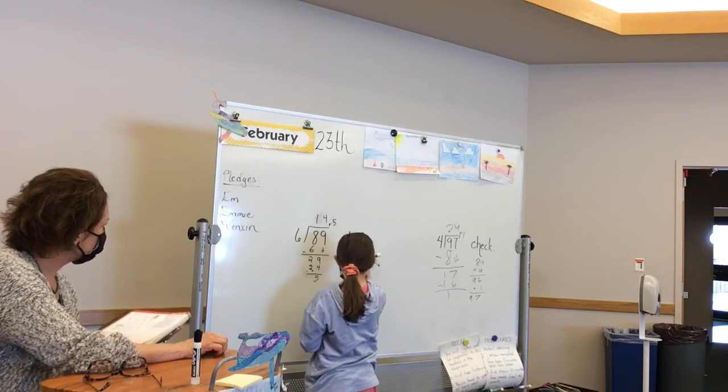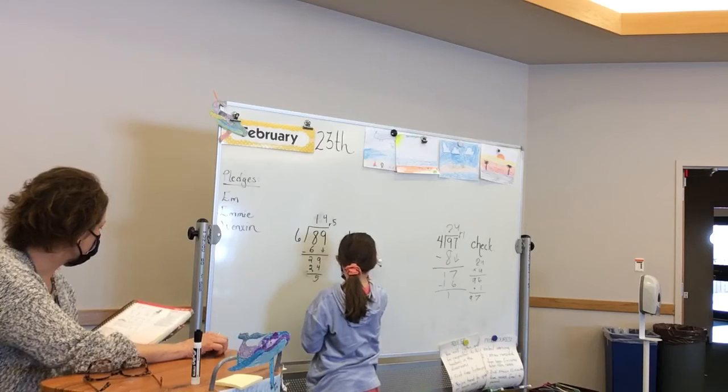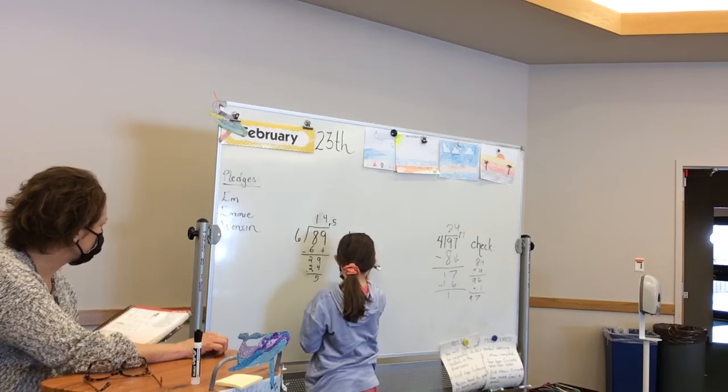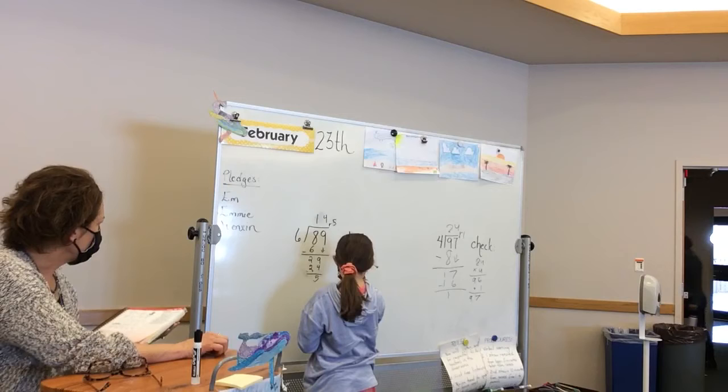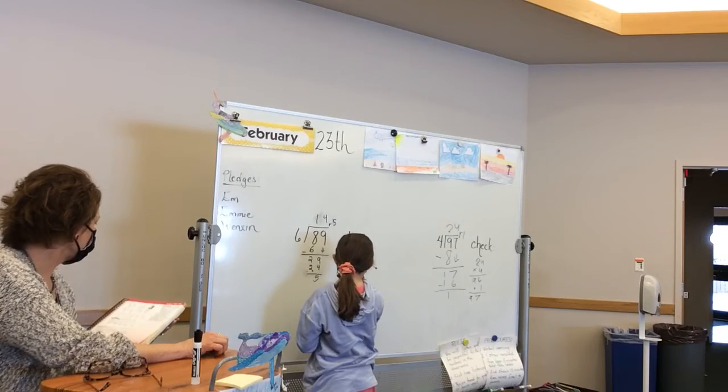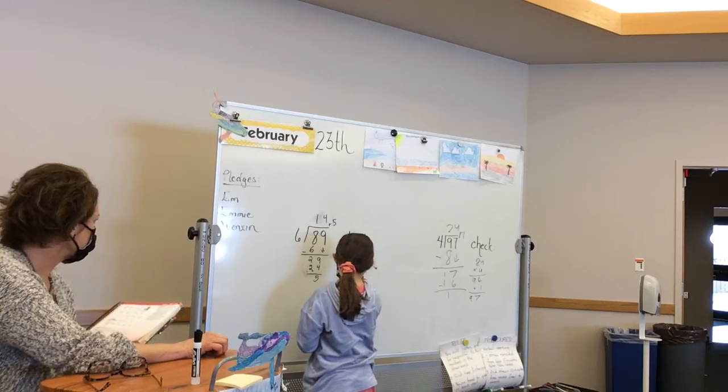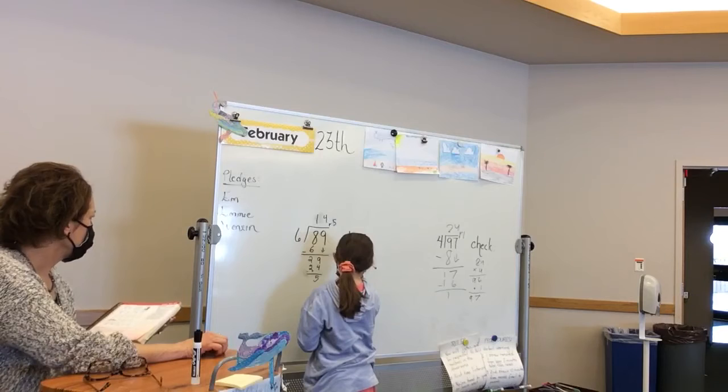So 14 times 6 is correct, but is it 24? You're right on the 4, but 6 times 1 is not 2. There you go. There you go.